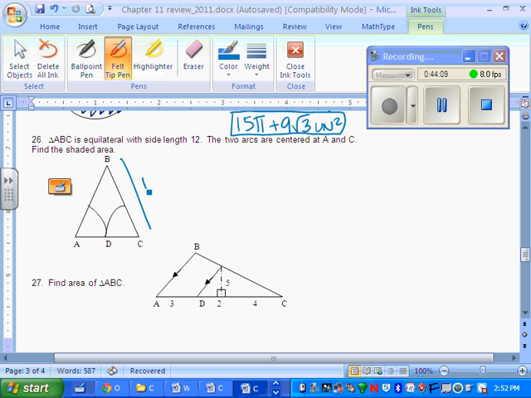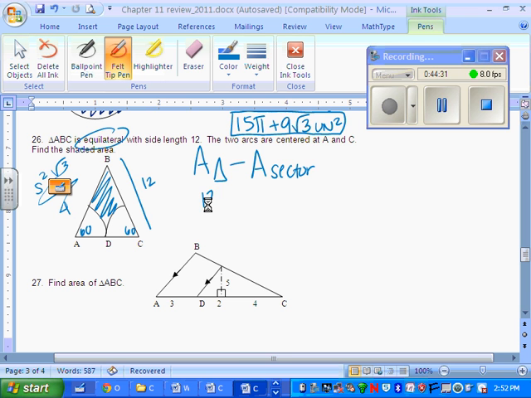In this problem, I know each side length is 12. So I'm going to take the area of the triangle, subtract area of 2 sectors, or just a sector. I know that each angle inside an equilateral triangle is 60 degrees. So I use the formula for equilateral triangle, which is side squared root 3 over 4. My side's 12, so 12 squared root 3 over 4. That's 144 over 4, which is 36 root 3.